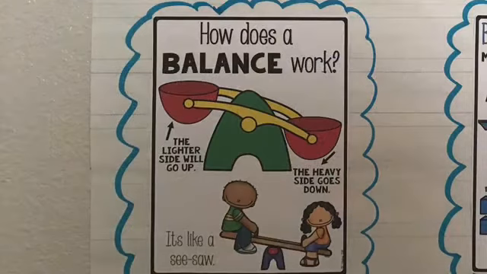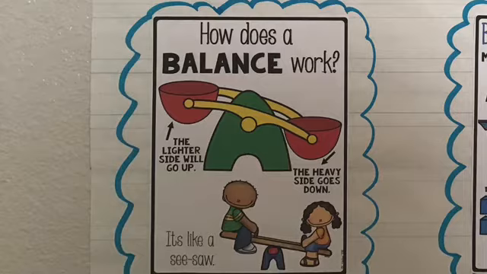Look at this part of our anchor chart. This is called a balance. You may have seen one before. You can put objects on either side of the balance. If one side is heavier than the other side, that side goes down and the lighter side will go up. Think of it as a seesaw.